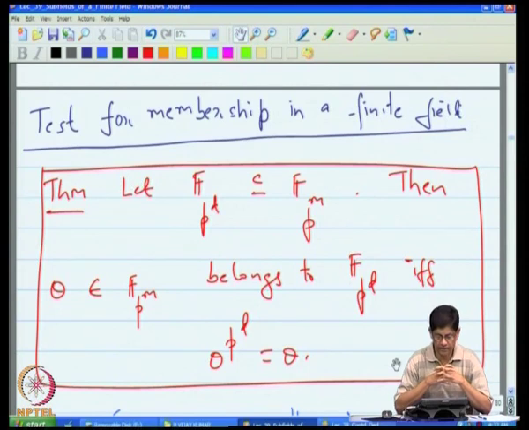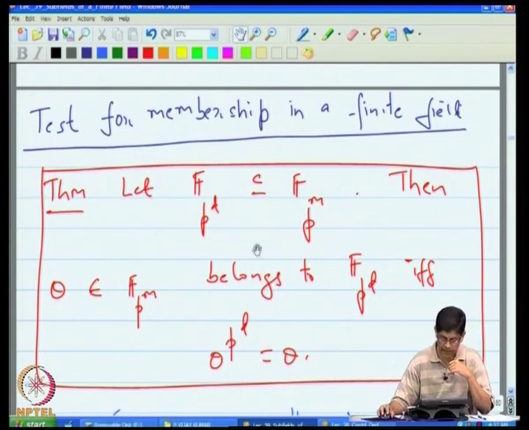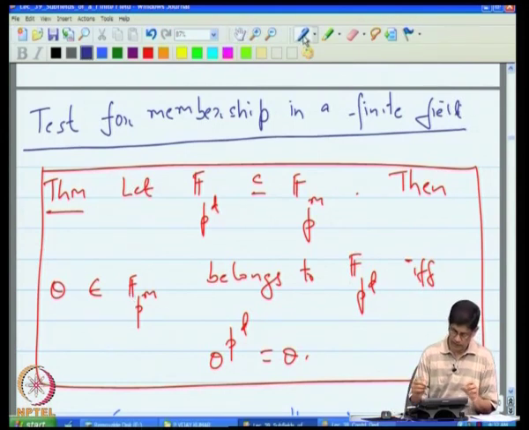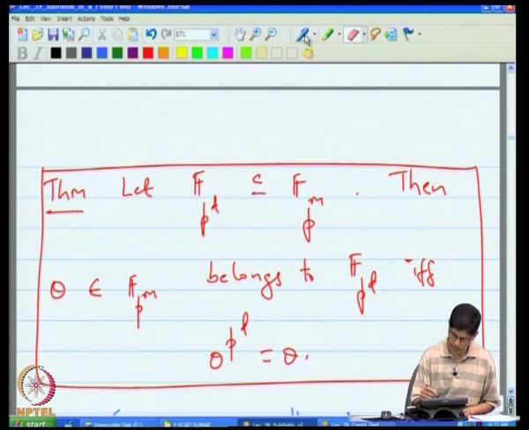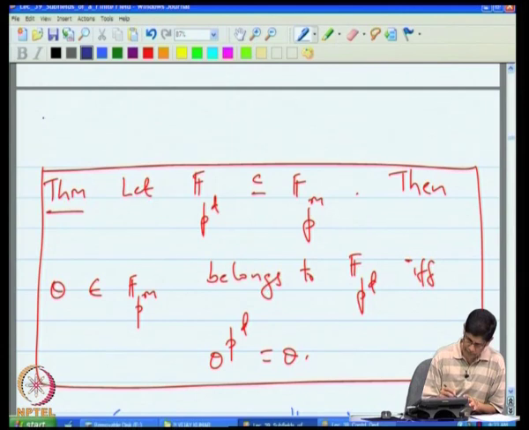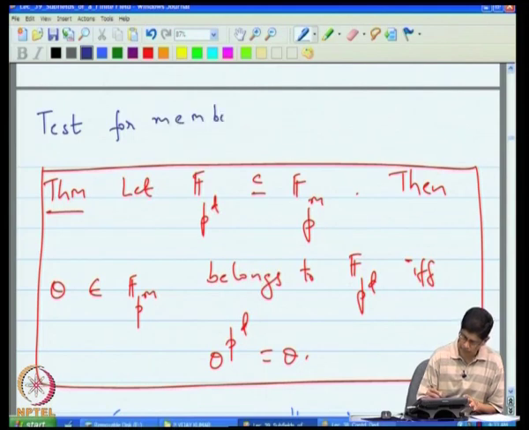Next, going back to subfields of a finite field, what I have listed here is a test for membership in a finite field. Okay. So, let us say that you have a finite field of size p to the m, and you have F p to the d, which is contained in F p to the m. Then the theorem says that if you want to test for membership in a subfield of a finite field, so I should modify this a little bit. Let me do the following. I am going to write test for membership in a subfield.